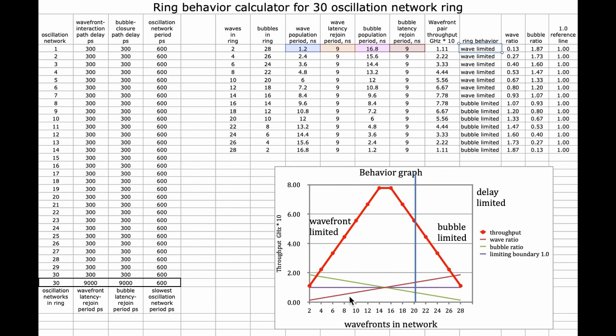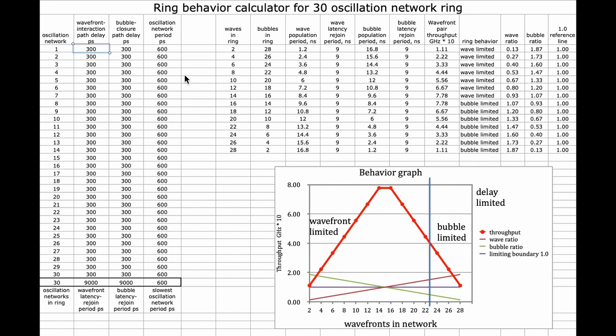Now, this line is the wavefront ratio, and this line is the bubble ratio. This is a bar that we can move around. And now we'll notice that the wavefront ratio is crossing 1 and the bubble ratio is crossing 1 at the same point. And what that means is that everything to the left of this bar is wavefront limited, because this line is less than 1. And everything to the right of this bar is bubble limited because this line is less than 1.